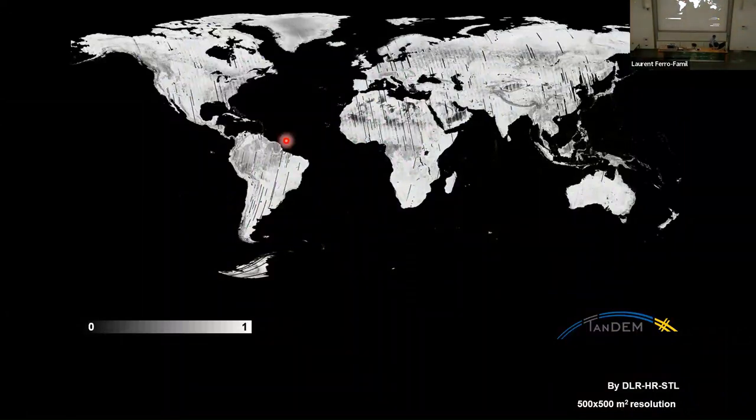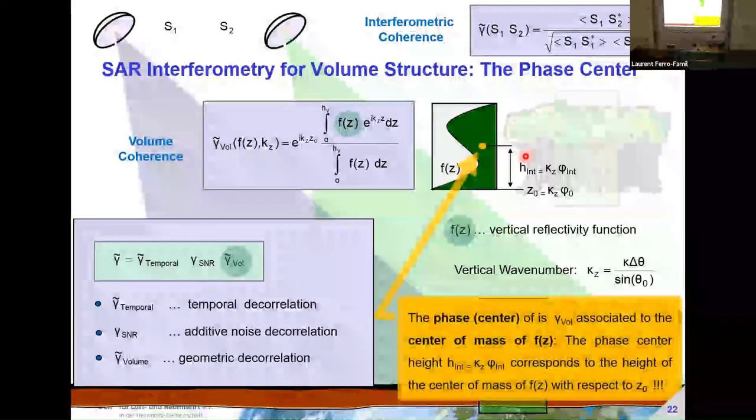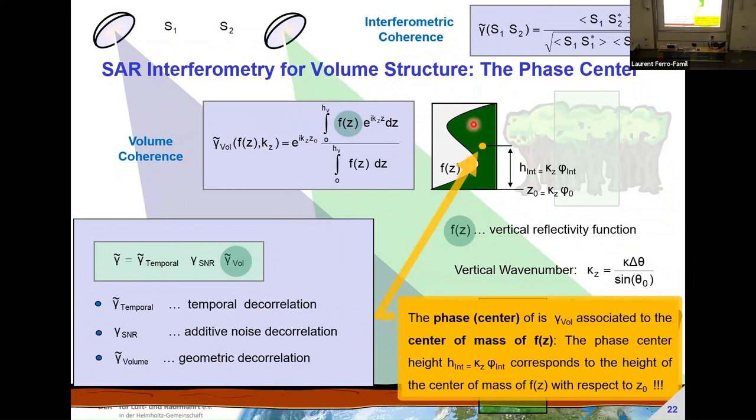Up to now, we were watching just the magnitude of the coherence. What is the phase of the coherence now? So you calculate your coherence as before. The phase, what is called the phase center, tells you, as we said many times before, where your scatterers are located. Now a bit more precisely, because we now have this idea of the vertical reflectivity function and its relationship with the coherence, the phase tells you basically the equivalent of the center of mass. So it tells you the average position of all these scatterers.